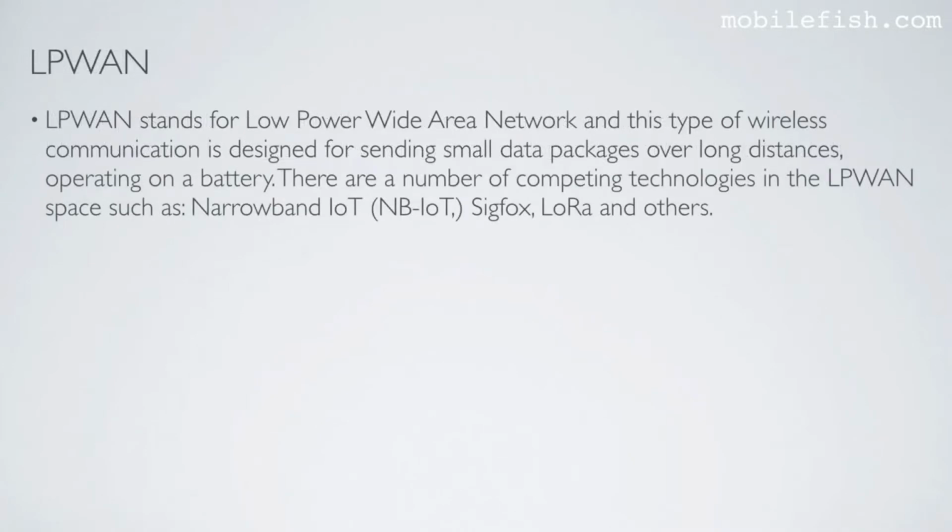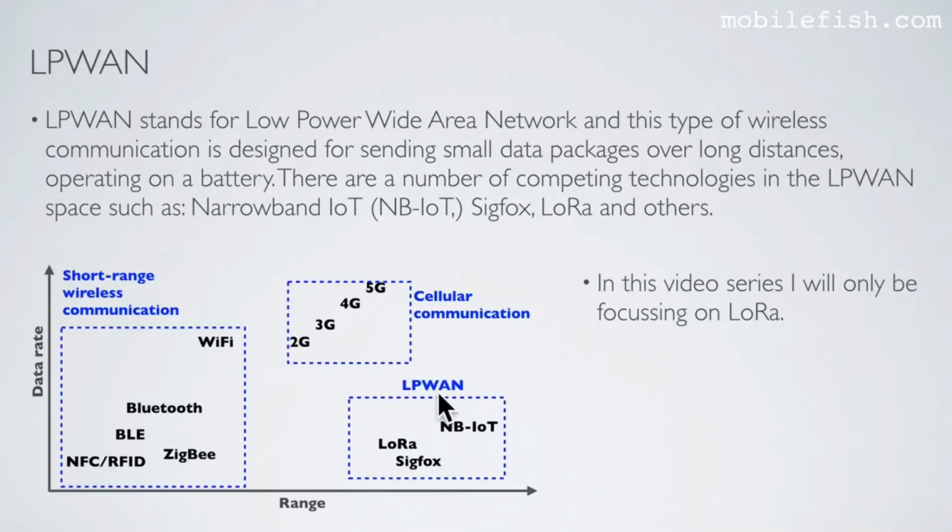LPWAN stands for Low Power Wide Area Network, and this type of wireless communication is designed for sending small data packages over long distances operating on a battery. There are a number of competing technologies in the LPWAN space, such as Narrowband IoT, Sigfox, LoRa, and others. As you can see in this picture, LPWAN is located in this area, cellular communication is located in this area, and the short-range wireless communication is located in this area. LoRa is located here. As you can see, long distance and sending small data packages. In this video series, I will only be focusing on LoRa.